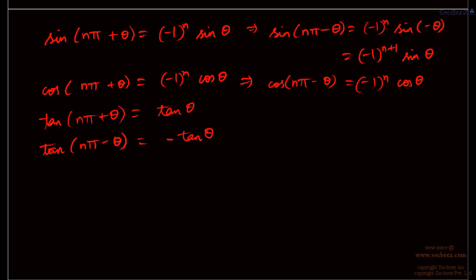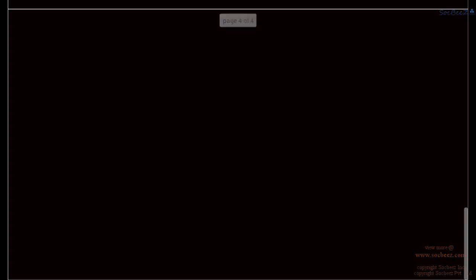Now the other formulae, cotangent, secant and cosecant, of n pi plus theta and n pi minus theta, we just get by taking the respective inverses. So all you need to remember are these basic formulae. Sin of n pi plus theta is minus 1 power n sin theta, cos of n pi plus theta is minus 1 power n cos theta, tan of n pi plus theta is tan theta. So that's it. The other ones like sin of n pi minus theta can be derived by just putting theta equal to minus theta. So let's now move to sum and difference formulae.